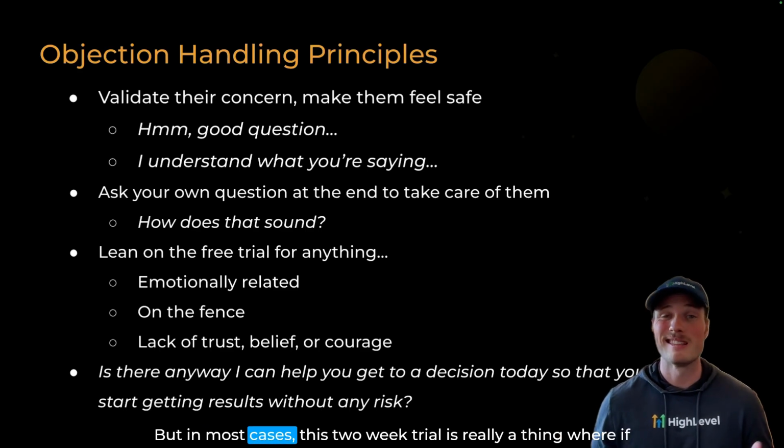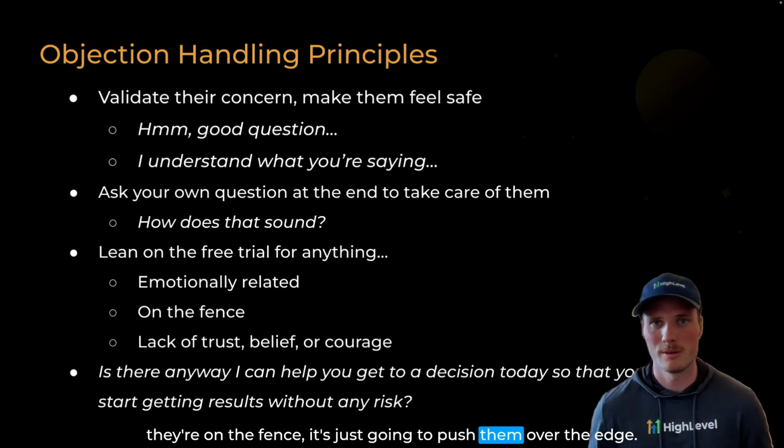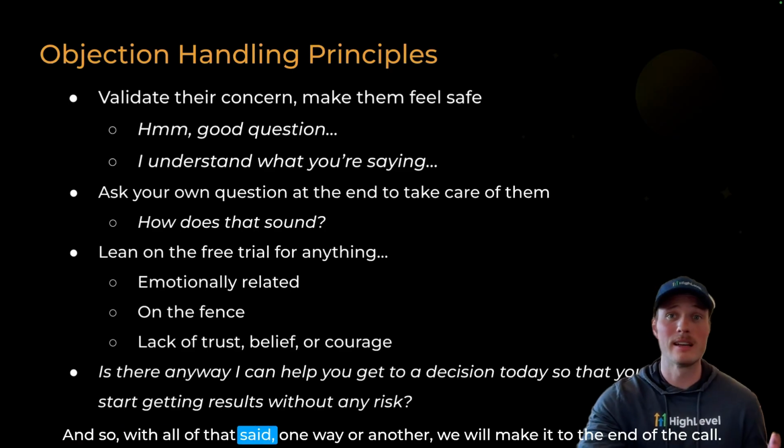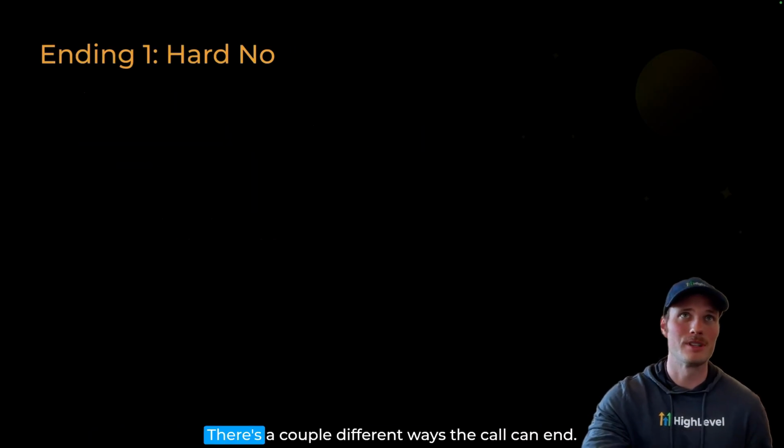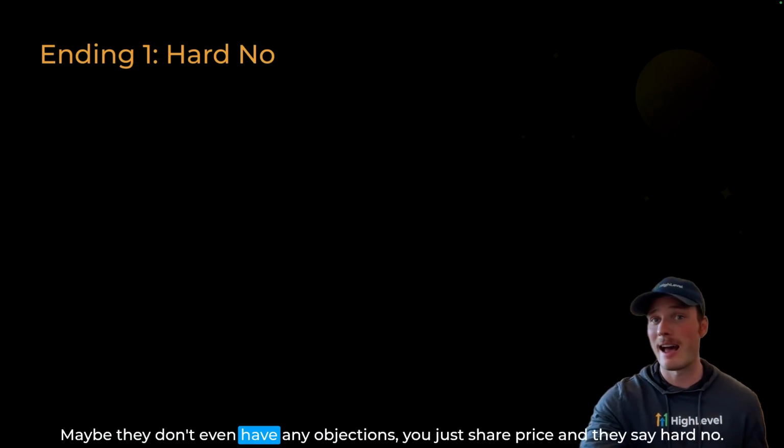But in most cases, this 2-week trial is really the thing where if they're on the fence, it's just going to push them over the edge. And so with all of that said, one way or another, we will make it to the end of the call. There's a couple different ways the call can end. One can be a hard no. Maybe they don't even have any objections.